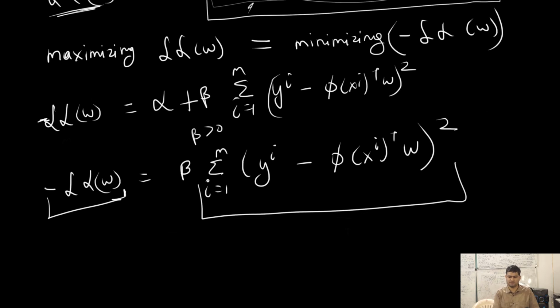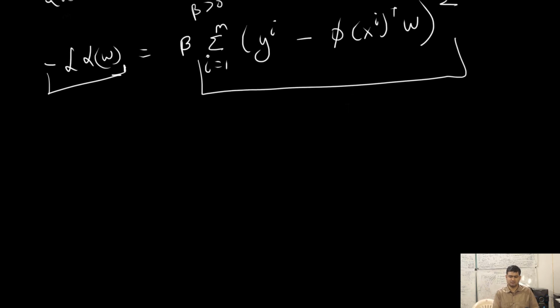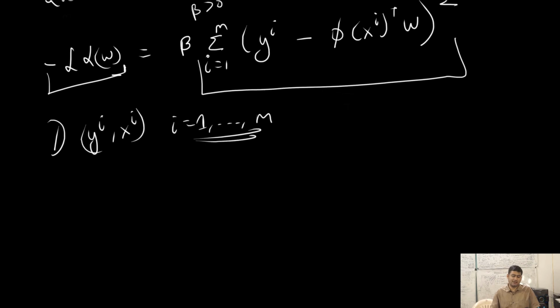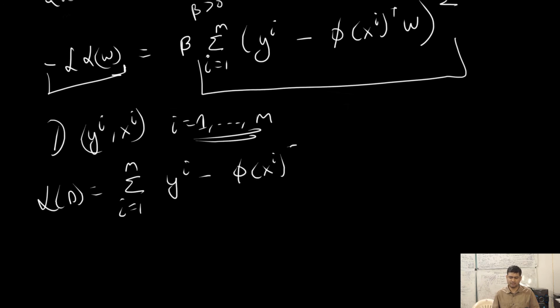If you remember the earlier lecture, we considered a data set D with m data points yi and xi, where i goes from 1 to m, right? The loss function over the data was simply the sum over i equal to 1 to m of (yi minus phi of xi transpose times w) whole square, right? We now know how to minimize this, both using the closed form solution or using stochastic gradient descent. We set the complete derivative to 0, and we get the solution, right?